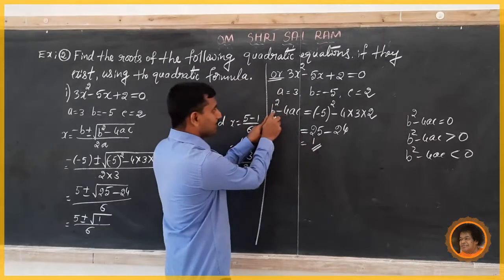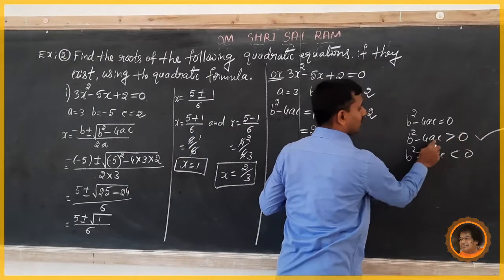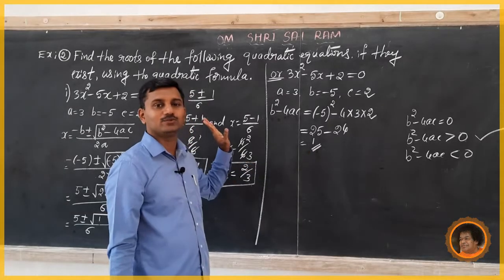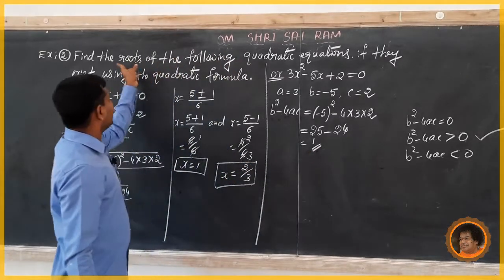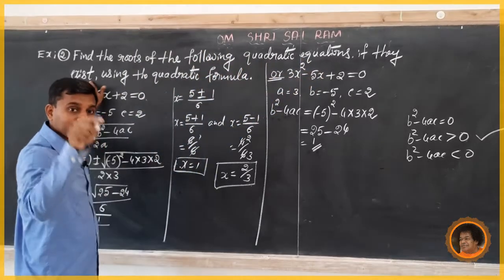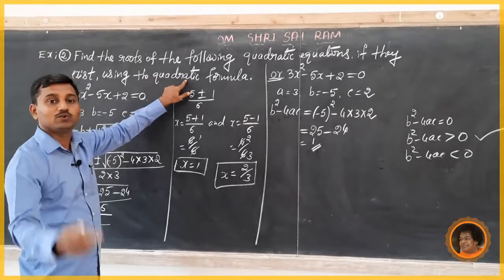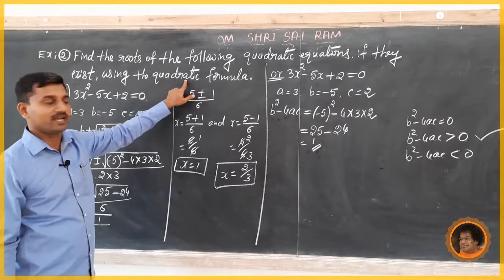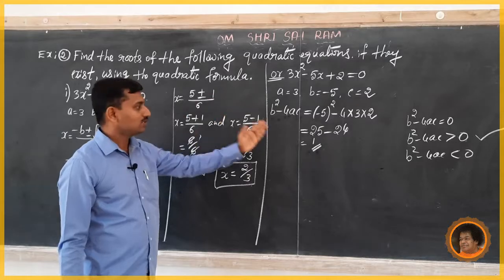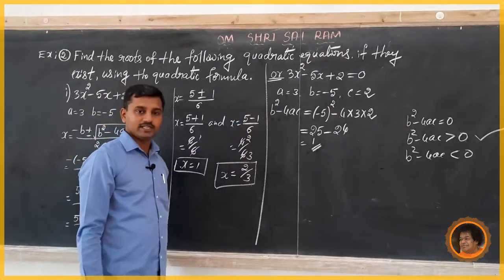So what about here? b square minus 4ac equal to 1. So the second condition, b square minus 4ac is greater than 0, therefore it has two distinct roots. So what is the question? Find the roots of the following quadratic equation if they exist using the quadratic formula. Now what is the quadratic formula? The quadratic formula is minus b plus or minus square root of b square minus 4ac, divided by 2a. By using this formula, we can solve the equation or find the roots of the quadratic equation.